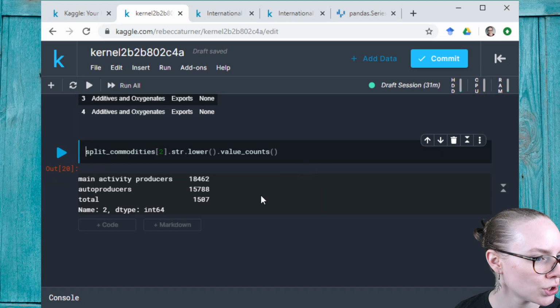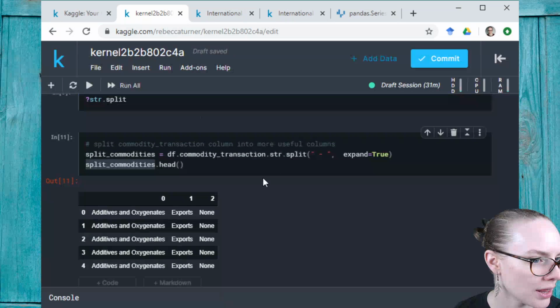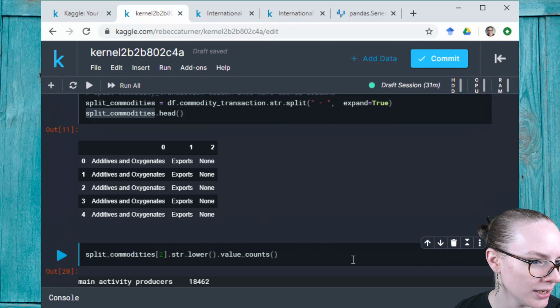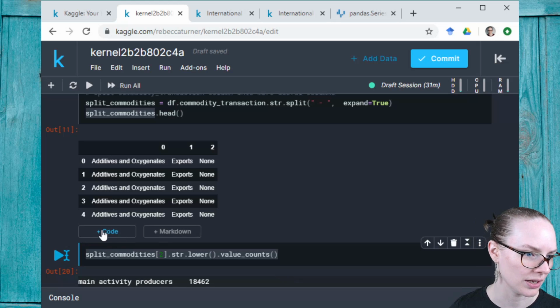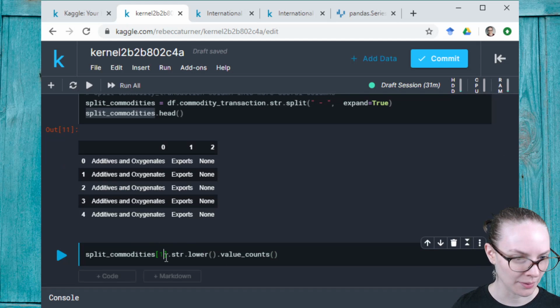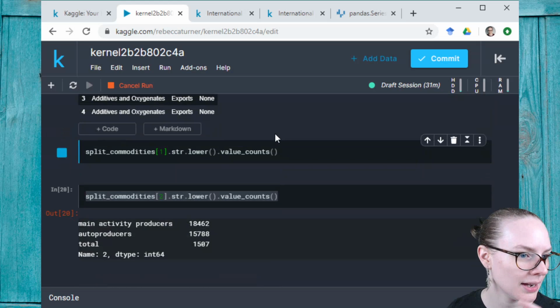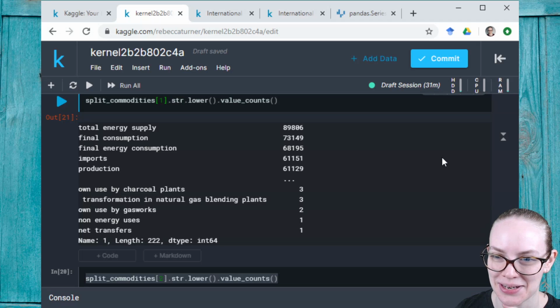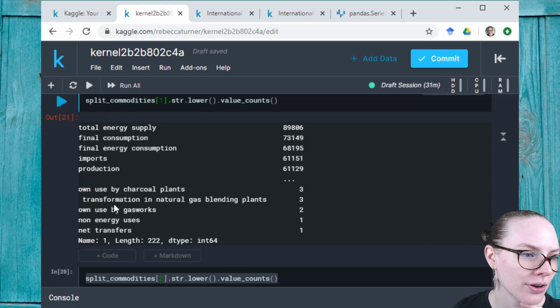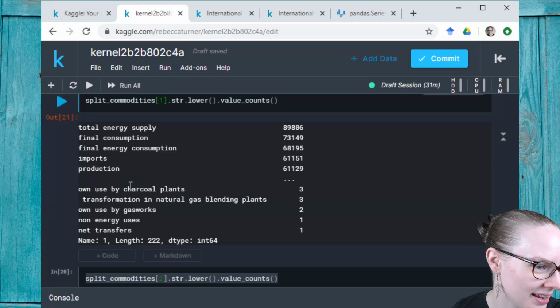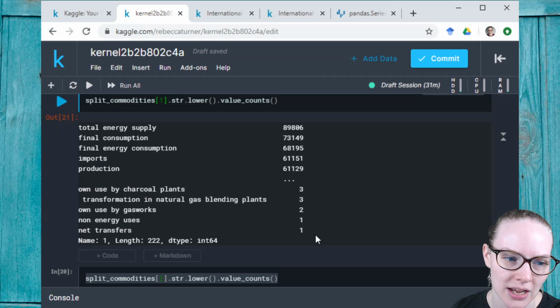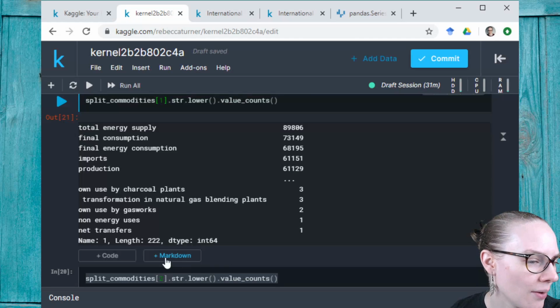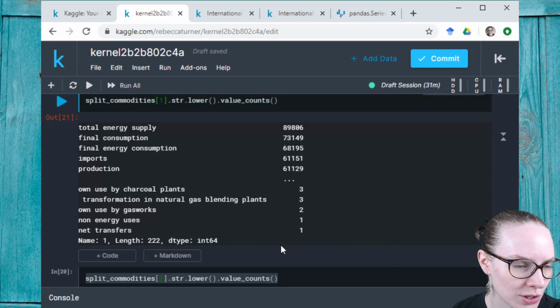All right. So that one looks like it should be good. Let's also check out the other column. I'm just going to do this above this one. Column 1, and see if that one's good. Oh, no. Nope, this one needs some help. So you can see we have some that look fine, total energy supply, final consumption, and then things down here that look like own use by gas works, non-energy uses, net transfers, that are pretty rare, that might need a little bit more zhuzhing. And we have 222 of those, which is quite a few.